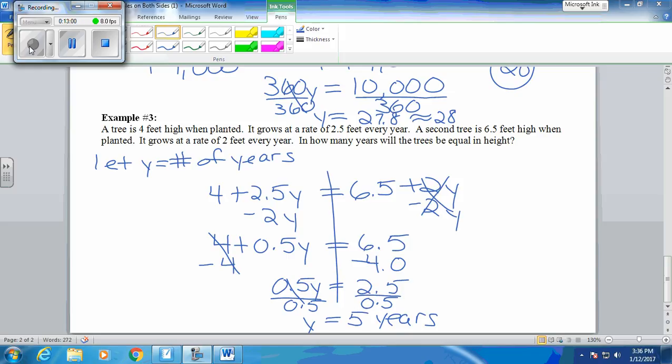Okay, so I again have my let statement of y is the number of years. I wrote 2 expressions to represent the rate that the plants are growing, and then set those 2 equal to each other, solved for y, and got 5 years.